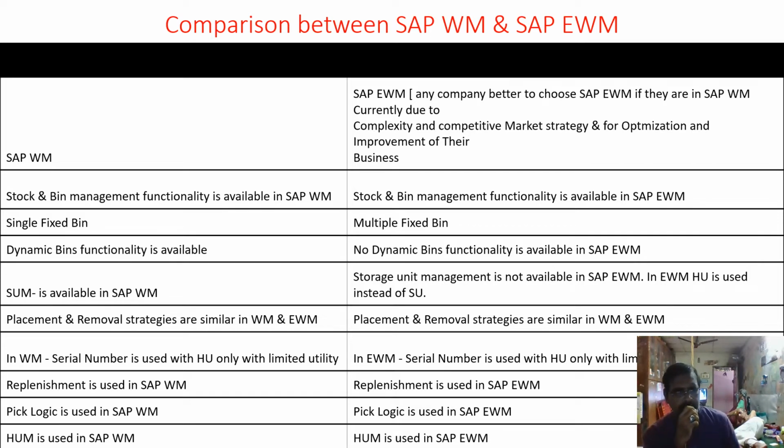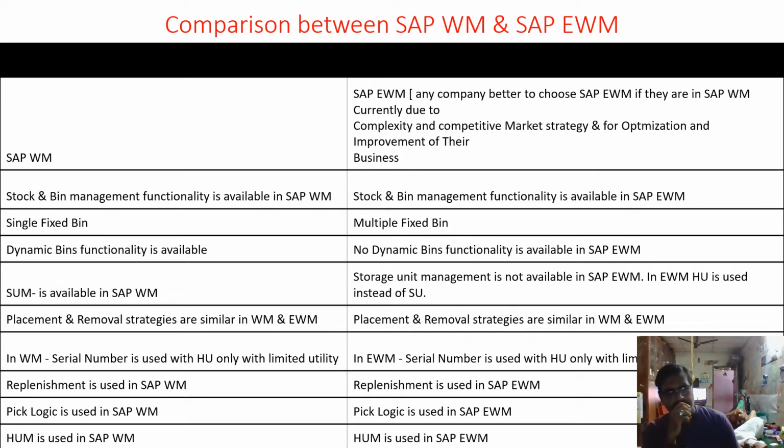As the next point, the fourth point, storage unit management. Storage unit management is a main concept, and it comes as a default in SAP WM. So it helps to optimize warehouse space, right? Whereas in the case of EWM, we do not have storage unit management functionality. Instead, EWM has HU functionality by default, right? Instead of SU, right? That is the main important thing. So EWM has only HU, and there is no SU concept. That is the main difference.